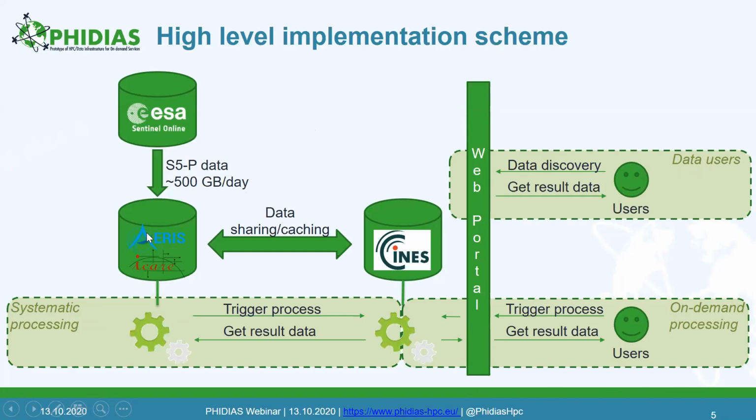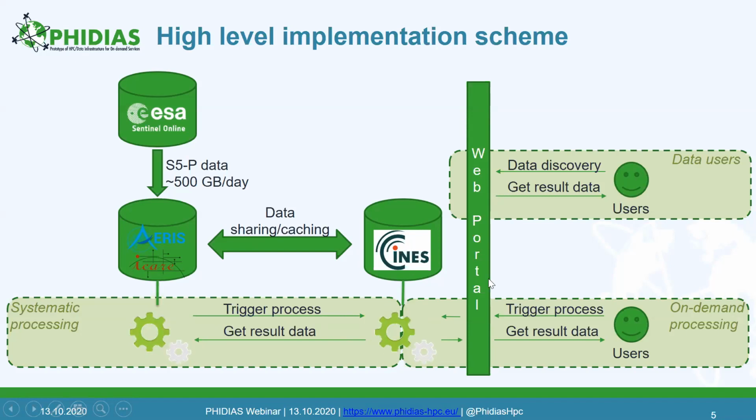These data are retrieved and synchronized on our database here at ICAR. This database is shared with the CNES infrastructures. For the systematic processing, it works this way. Our computing services trigger processes on the CNES computing services. If the input data are not cached on the CNES system, they will be retrieved and cached, and then the process will be triggered and the resulting data can be collected.